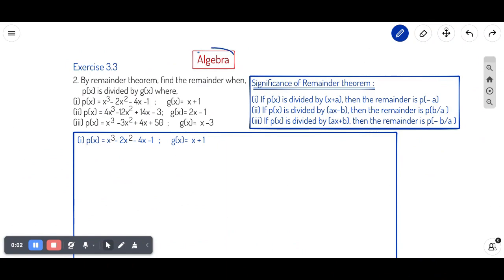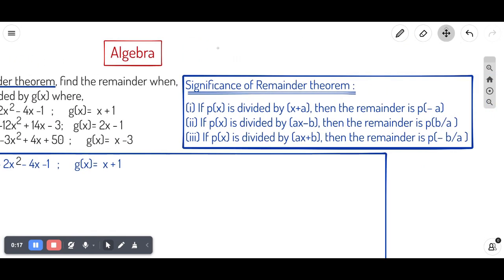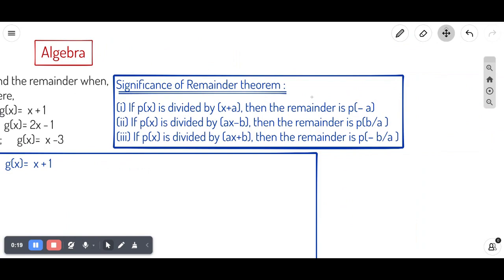Hi everyone, let us start with Algebra exercise 3.3 and question number 2. By remainder theorem, find the remainder. So, remainder theorem. Do you know this theorem? Let's have a quick recap on it. As per the remainder theorem, there are three references we are going to use in this.